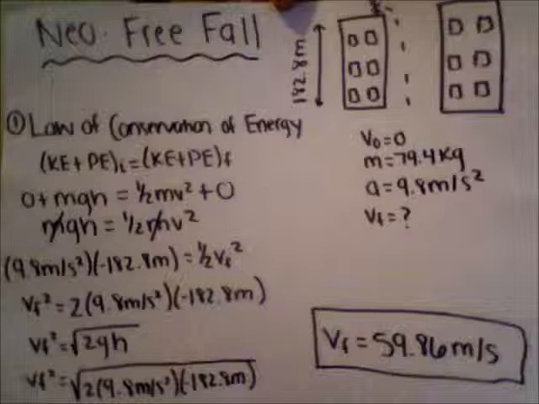The final velocity is equal to the square root of 2 times the acceleration of gravity, 9.8 meters per second squared, times the height of the building. This equation makes Neo's final velocity equal to the square root of 2 times 9.8 meters per second squared times 182.8 meters, giving Neo a velocity of 59.86 meters per second.